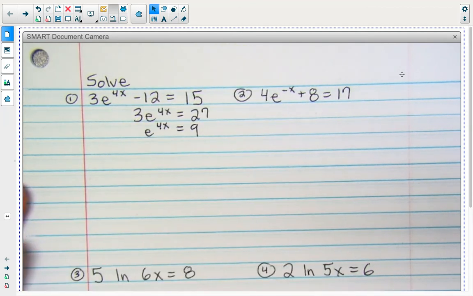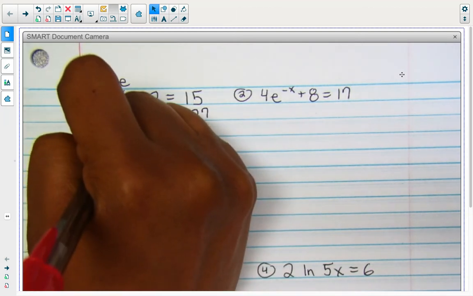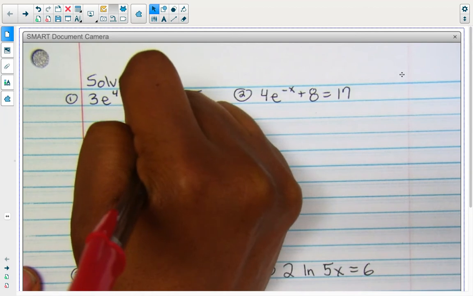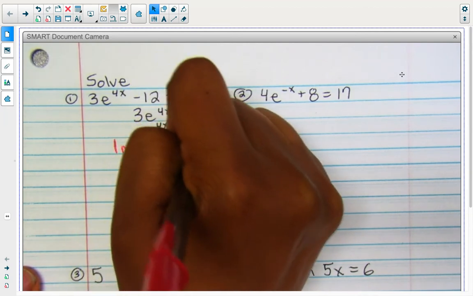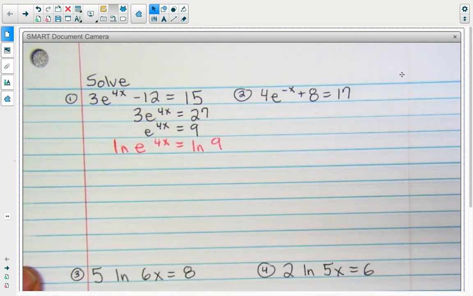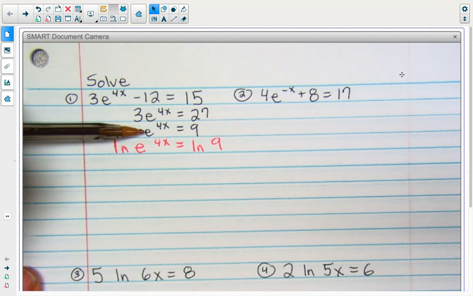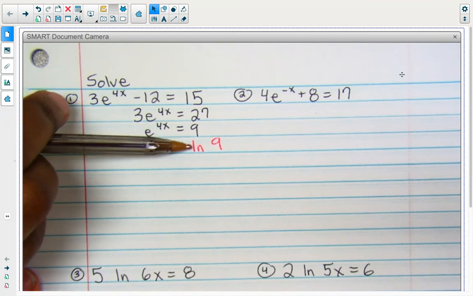Now, here is the new piece for today. So up to this point, nothing was new. We already knew the opposite of subtracting is you add. We already knew the opposite of multiplying is you divide. So when you see an e, you're going to take the natural log of both sides because they're inverses. So I'm going to take the natural log of this side, and I'm going to take the natural log of that side. So when you see e in the problem, take the natural log of both sides.